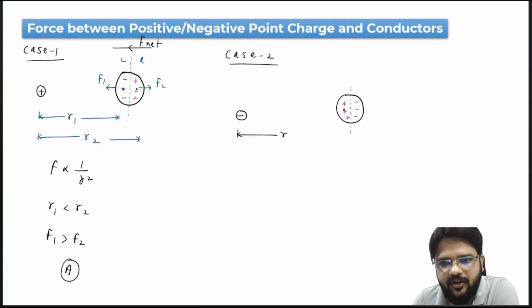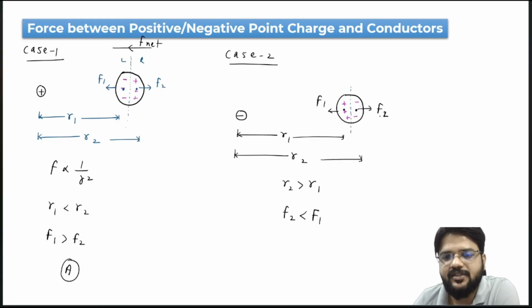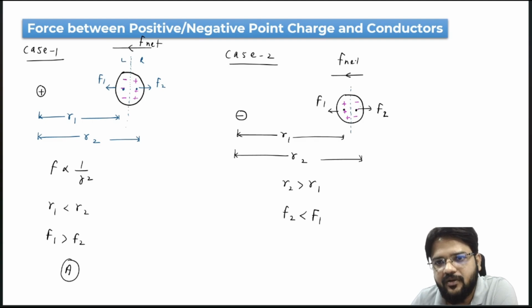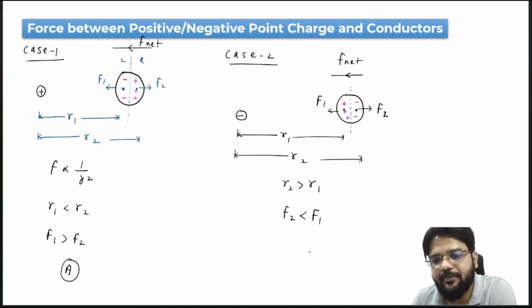So let's suppose this distance is R1 and this is R2. So here which one is greater? Definitely R2 is greater as compared to R1. So if R2 is greater, then force should be less on that part. So F2 should be less as compared to F1. So here we have F1 force. They are attracting each other, and with the negative charge we have repulsion. And we know that F1 is greater than F2. So net force is acting toward the negative charge, everyone. Correct? So net force is acting toward the negative charge, means here again attraction is happening.